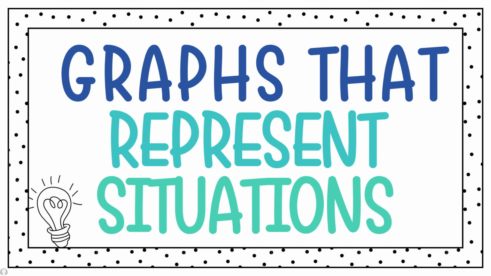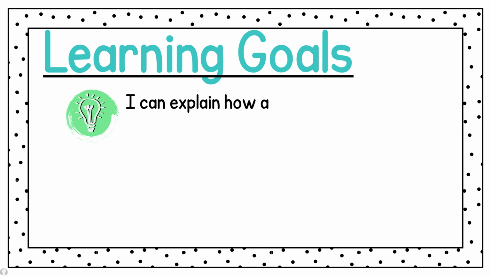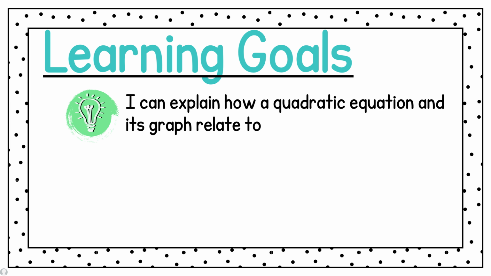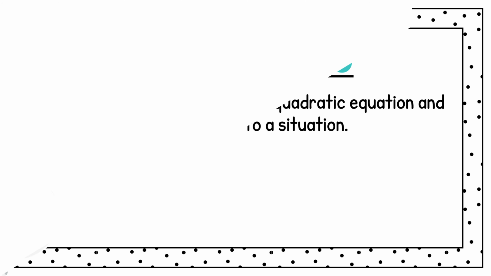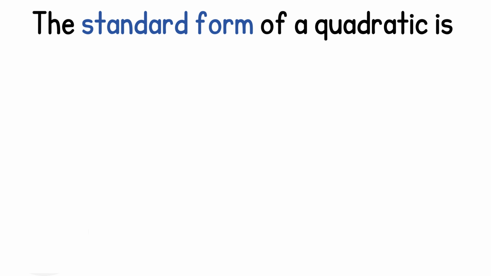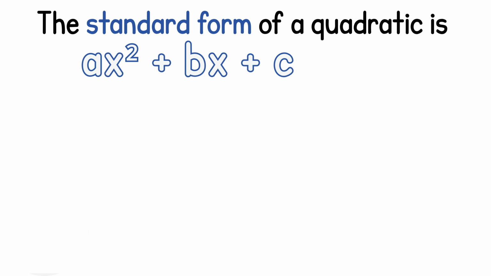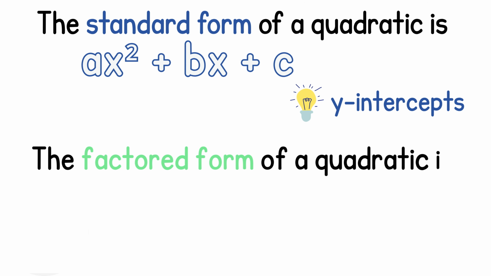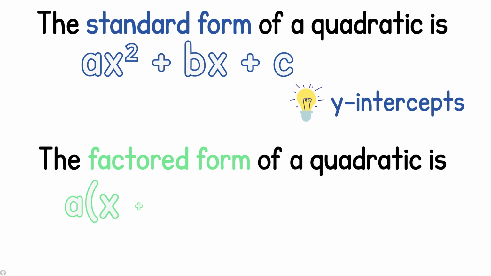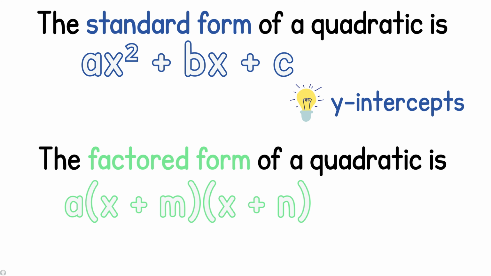Graphs that represent situations. In this video, you'll learn how a quadratic equation and its graph relate to a situation. So the standard form of a quadratic is ax squared plus bx plus c. And this is the best form when we want to find y-intercepts. The factored form of a quadratic is a times x plus m times x plus n. And this is the best form when we want to find x-intercepts. So let's look at some examples of both types.